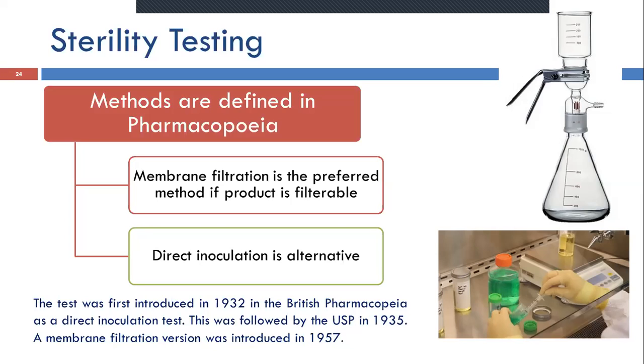And as per the pharmacopoeia, there are many pharmacopoeias. There are two methods given by the pharmacopoeias. One is called the membrane filtration technique, which is the preferred method if we can filter the product by any means. And if we cannot filter the product, then we use the direct inoculation method, which is an alternative method. So these are the two methods commonly used for sterility testing. This test was first introduced in the year 1932 in the British Pharmacopoeia, as a direct inoculation test in the beginning. It was followed by the United States Pharmacopoeia in the year 1935. But later, in 1957, the membrane filtration version was introduced. Since then, both methods are official in almost all the pharmacopoeias. The preferred method is the membrane filtration method. Whenever it is not possible to filter a product, then we go for the direct inoculation technique.